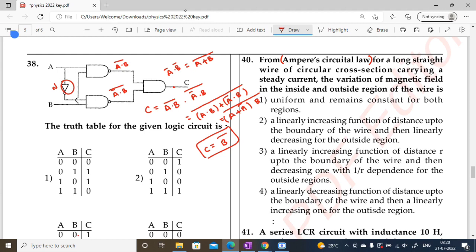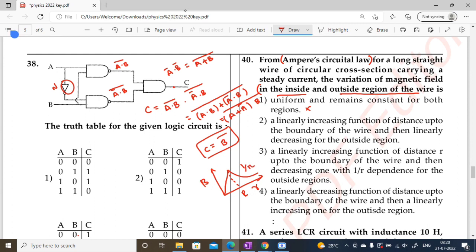What they're asking is the magnetic field inside and outside the region of the wire. So of course it won't remain the same, because it changes with a factor. We know it is a linearly increasing function up to a distance, and linearly decreasing on the outside region, right? If we plot the graph of magnetic field against distance, we get a steady increase in magnetic field until a particular point, which is nothing but the radius of the conductor. After that, there will be a steady decrease in the order of 1 by r.